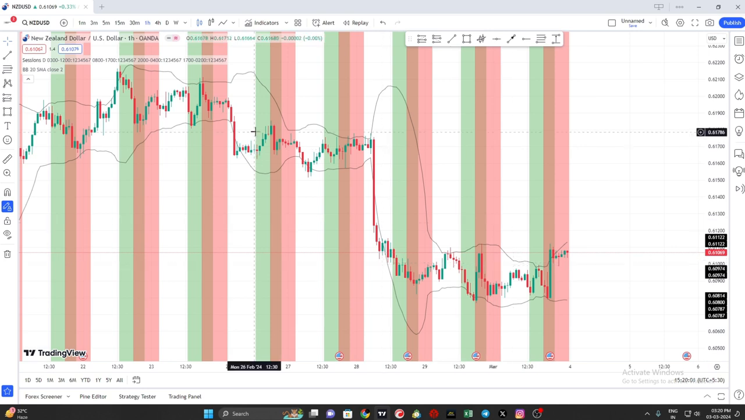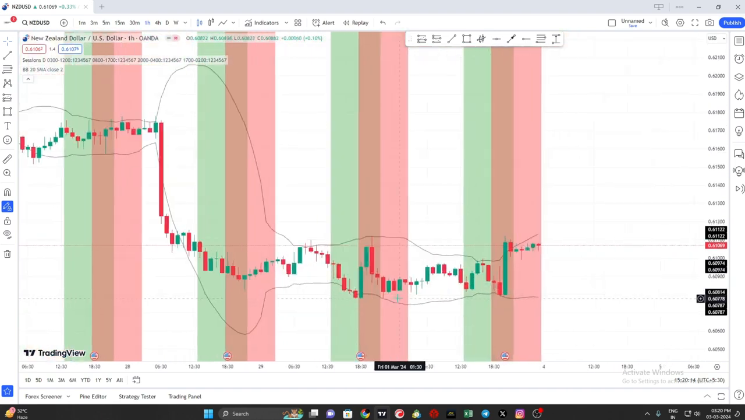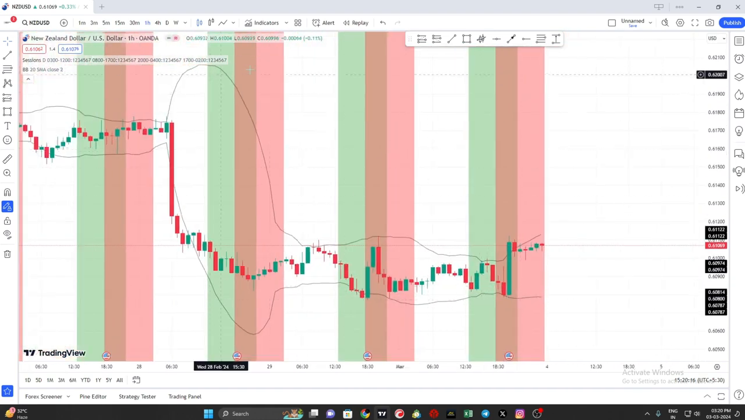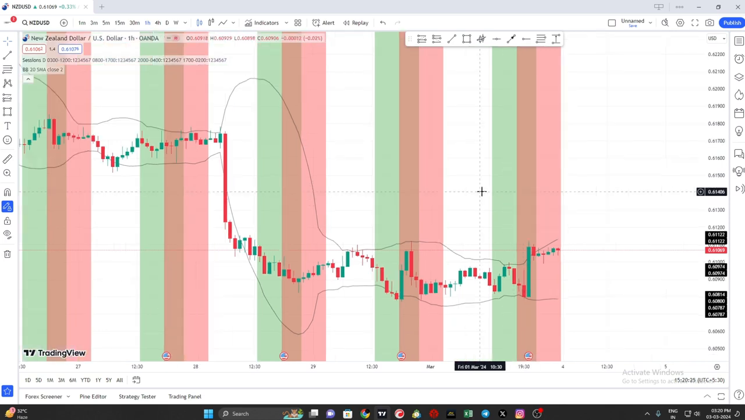So now you can see that this is the London session, which starts from here, and from here the New York starts, and here the London ends, and here the New York ends. So we just use this indicator to identify the London and New York sessions, and nothing more. Now what we will do in this strategy is, first, draw certain trend lines and see where the major supports lie.